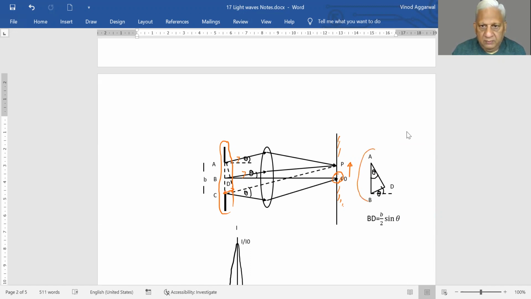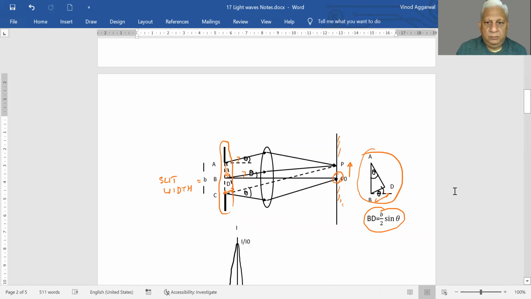If you see this diagram, this is the perpendicular that we draw. This is the extra distance that gets created, which is given as this one, because b is the full slit width, and we are talking about this triangle ABD, basically this triangle. So we are using half of b.